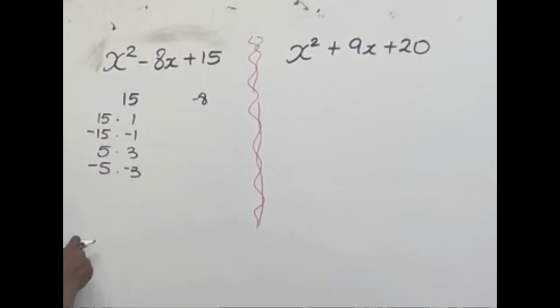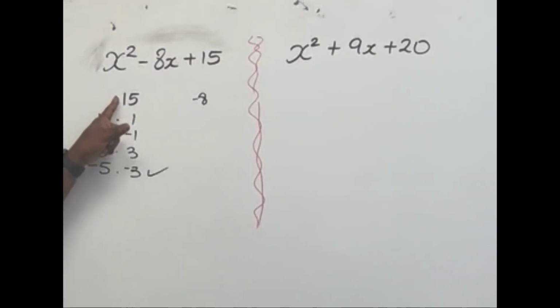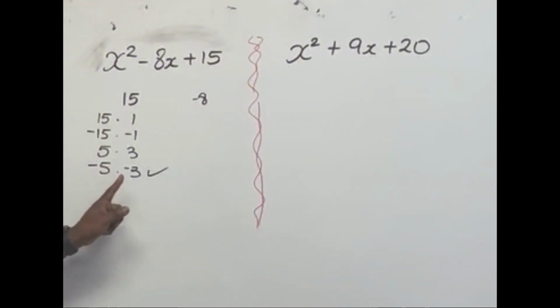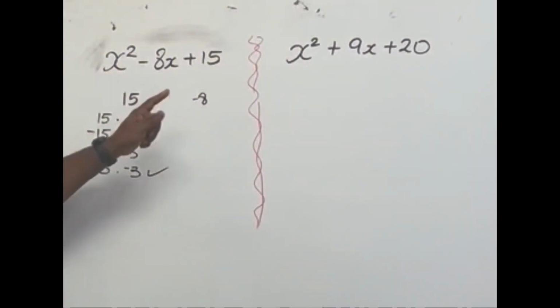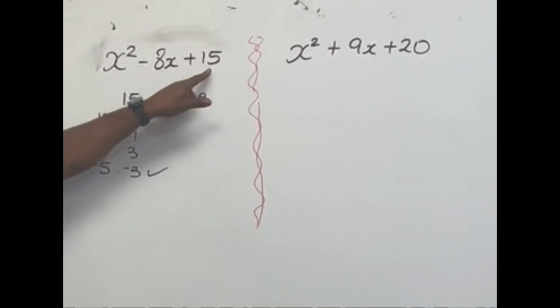I need to get negative 8. Which one? Is it this one or this one? Negative 5 times negative 3. Yes, this is the right one. Negative 5 times negative 3 will give me 15. And when I add them together, negative 5 plus negative 3 will give me negative 8. Don't forget, factors of C that add up to what?